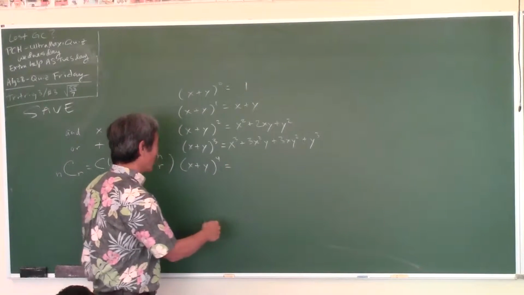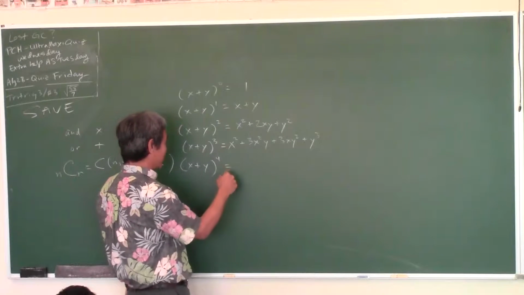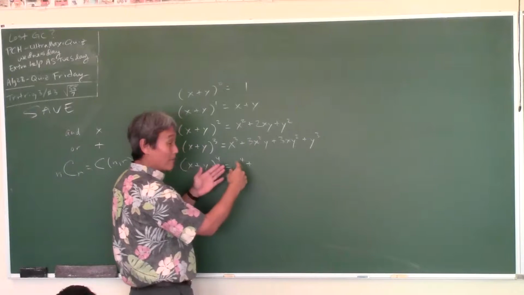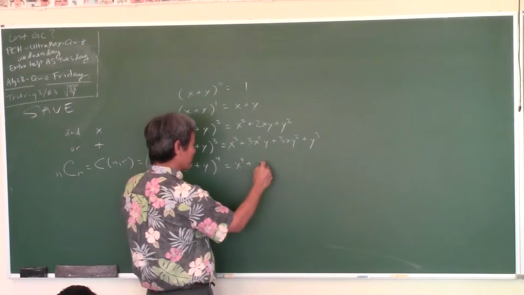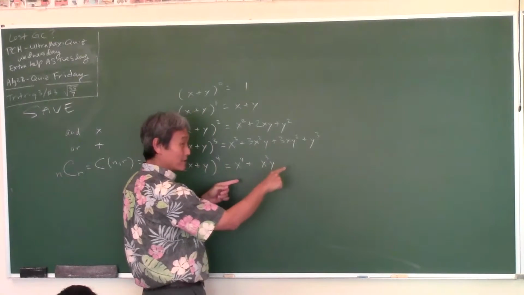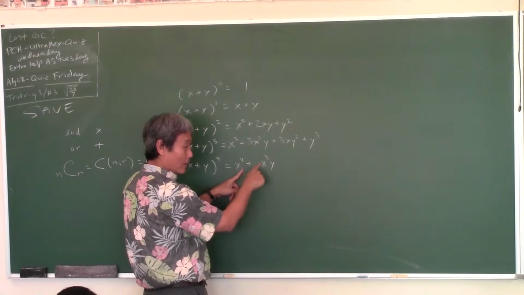Okay, well, let's do this. What's the first term going to be if you follow the pattern? X to the 4, then it's going to be plus something, and then the power of x goes down by 1. X cubed. And then now the power of y starts going up by 1, because that's like y to the 0, y to the 1.